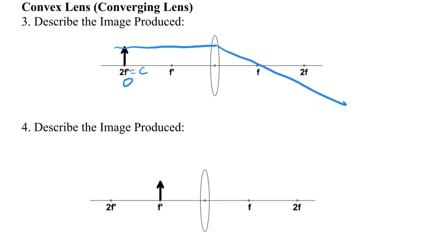I'm not going to do this because it's converging. It converges towards the principal axis. So don't do that, which you're probably used to, because we just did two diverging lenses. Okay, then I do the easy one that goes through C.